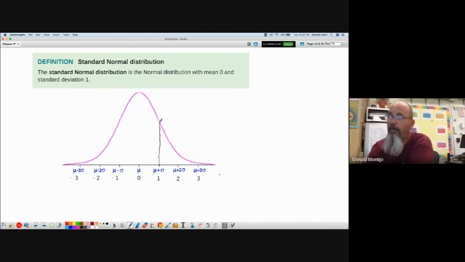So that's how I knew that was the mean plus a standard deviation. And then I just copy this distance: the mean plus 2, the mean plus 3, the mean minus 1, minus 2, minus 3. That's how you're going to set up every single normal curve that we do.